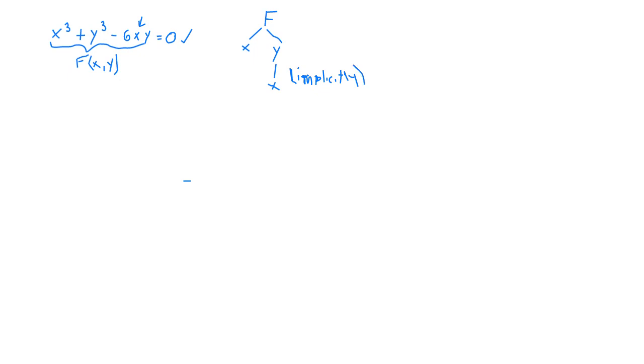Okay, so y is a function of x implicitly. And of course x is a function of itself. So this is sort of the key to coming up with a formula to find dy dx. Are you okay with this flow chart?